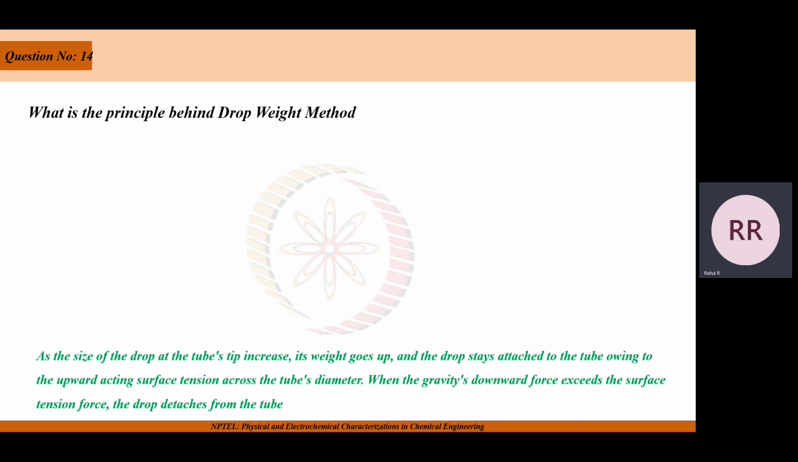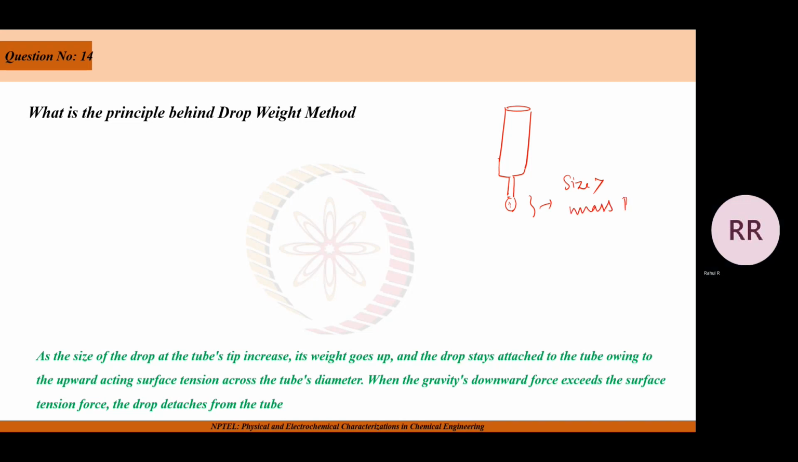increases, its weight goes up. Obviously, we all know that as the size of the drop increases, its weight increases. And the drop stays attached to the tube owing to the upward force due to the surface tension across the tube's diameter. Now consider we have a tube with an opening, and there is a drop coming down. As the size of this drop increases, its mass also increases. Trivial. Now this drop is staying here due to the surface tension of the liquid.